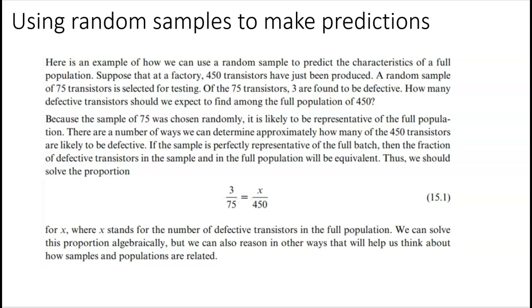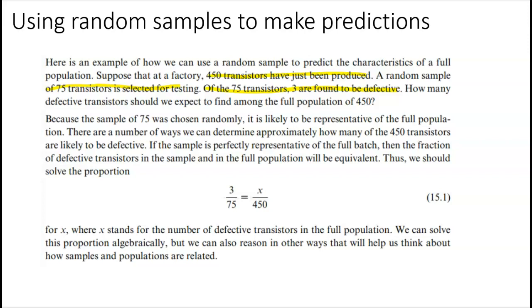All right, so let's go through this and then we'll do some examples. Suppose that at a factory, 450 transistors have been produced. A random sample of 75 is selected, and of the 75, 3 are found to be defective. How many defectives should we expect to find among the full population?